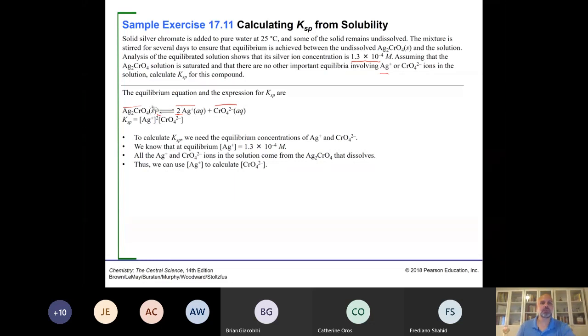Not erasing, there we go. It's really strange. All right. So it's going to be second order here.